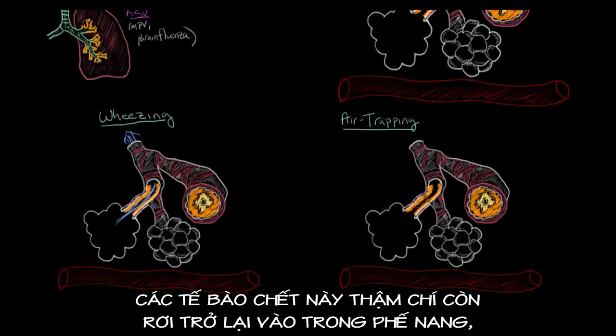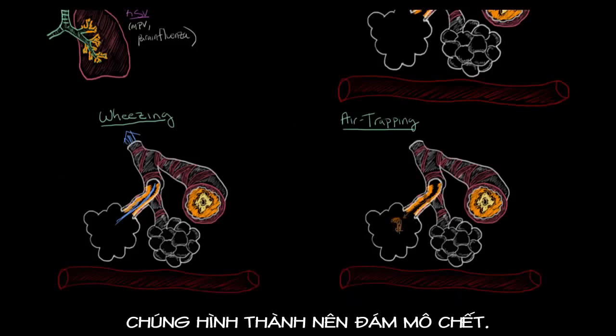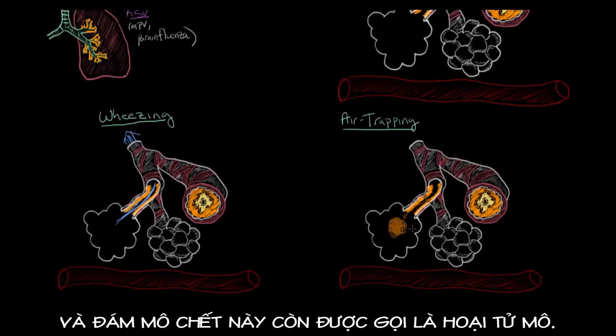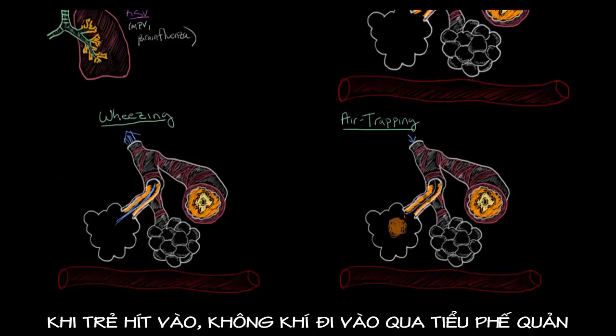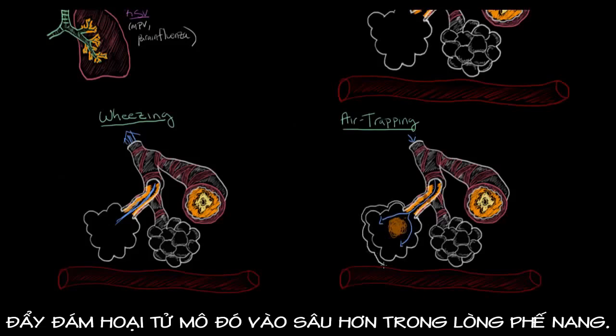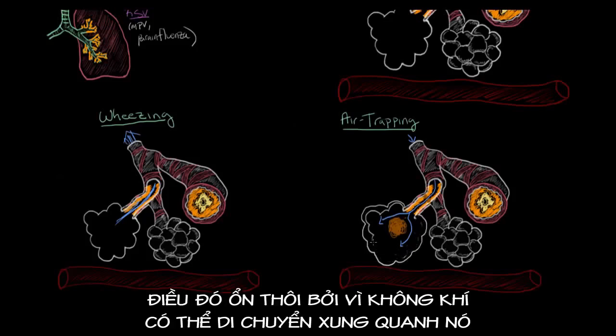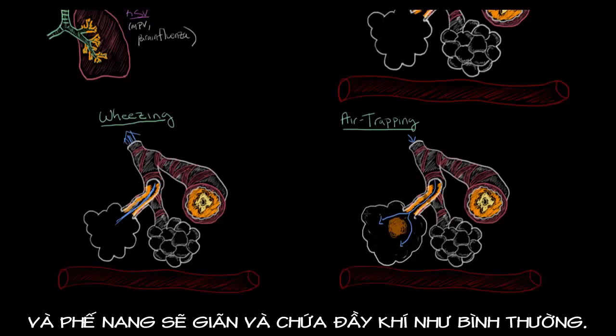And these dying cells actually fall back into the alveoli, and they just form this mass of dead tissue, also known as necrotic tissue. What happens is when the child breathes in, the air that's coming in through the bronchiole pushes that necrotic mass deeper into the airway, into the alveoli, and that's okay because the air is able to come around it, and the alveoli expands as it normally does, and it fills with air.